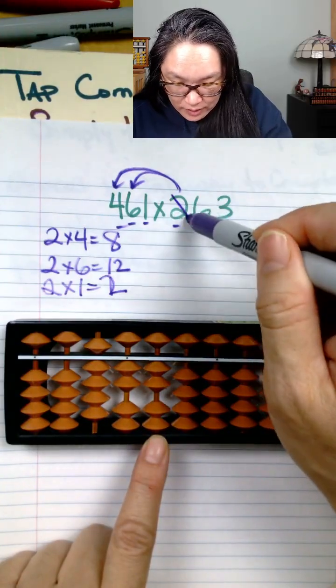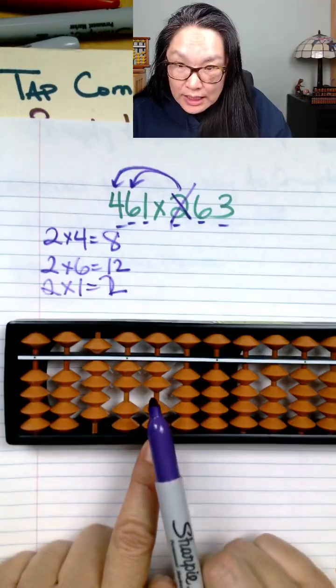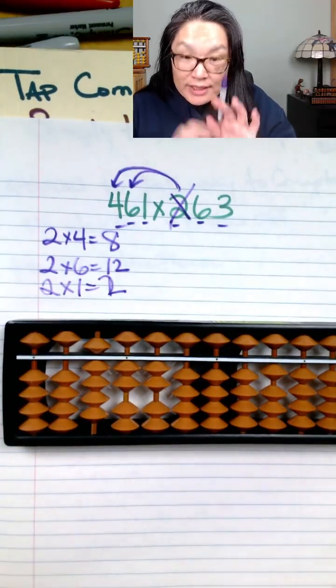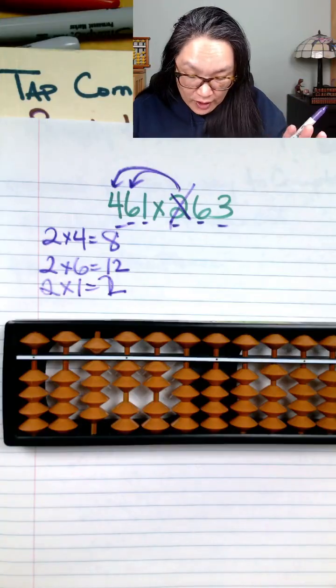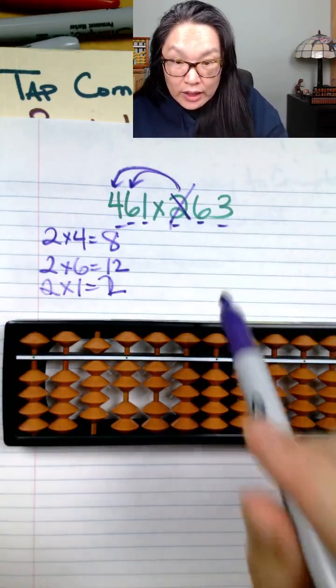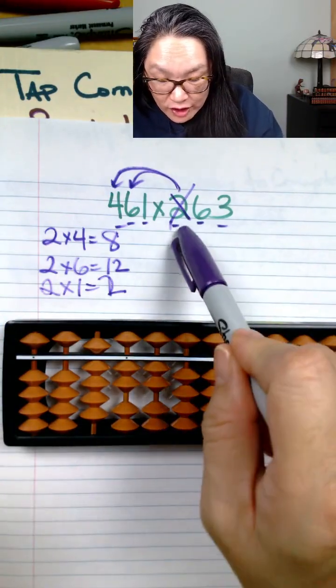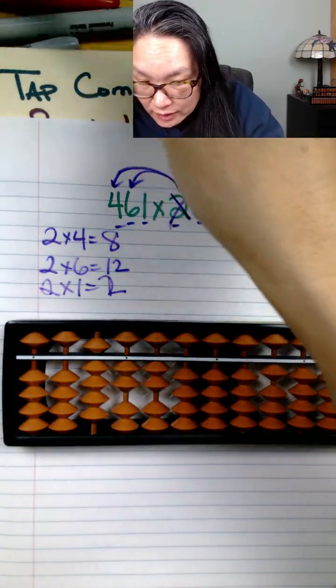What does that mean? This is my partial product. I'm done with this. I need to reassess. So I'm going to take my fingers off. I'm going to reassess and figure out where I've got to go. Because I've already finished my 2, I'm going to change to a different color so we can keep track.